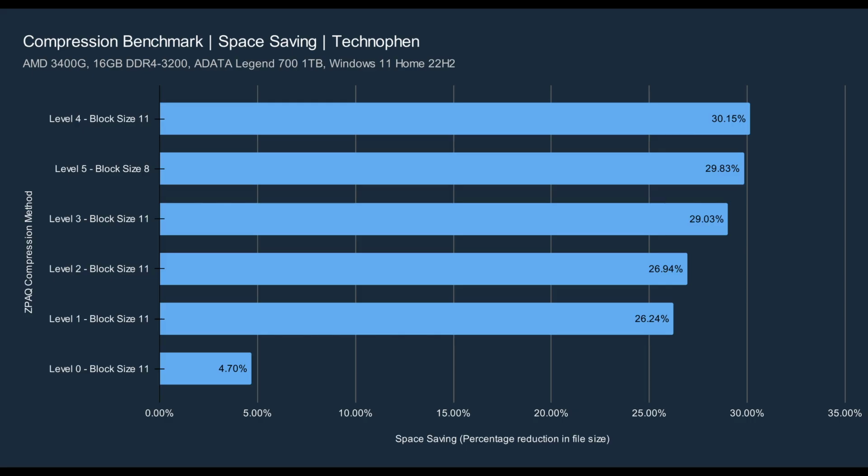Now let's check out the best performers on each section on each level and compare them against each other to select our two winners, the most powerful and the most efficient. The top performer in space saving is level 4 with block size 11 at 30.15%. We can guess that level 5 at block size 11 can beat it, but we couldn't run it for now, not with 16GB of RAM.